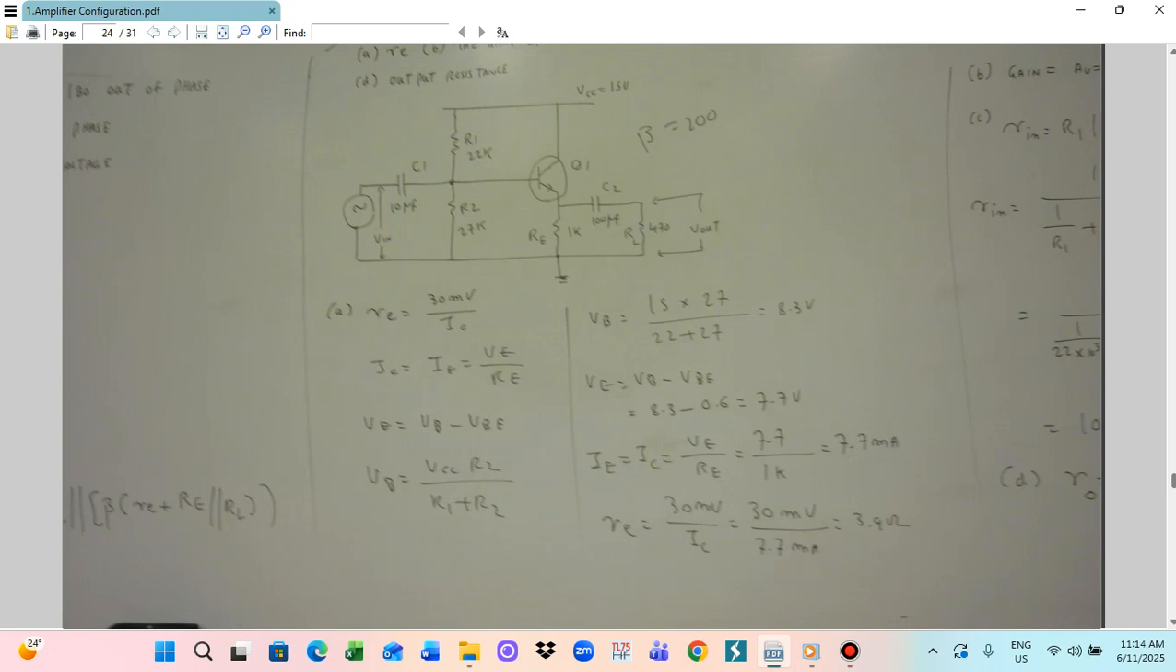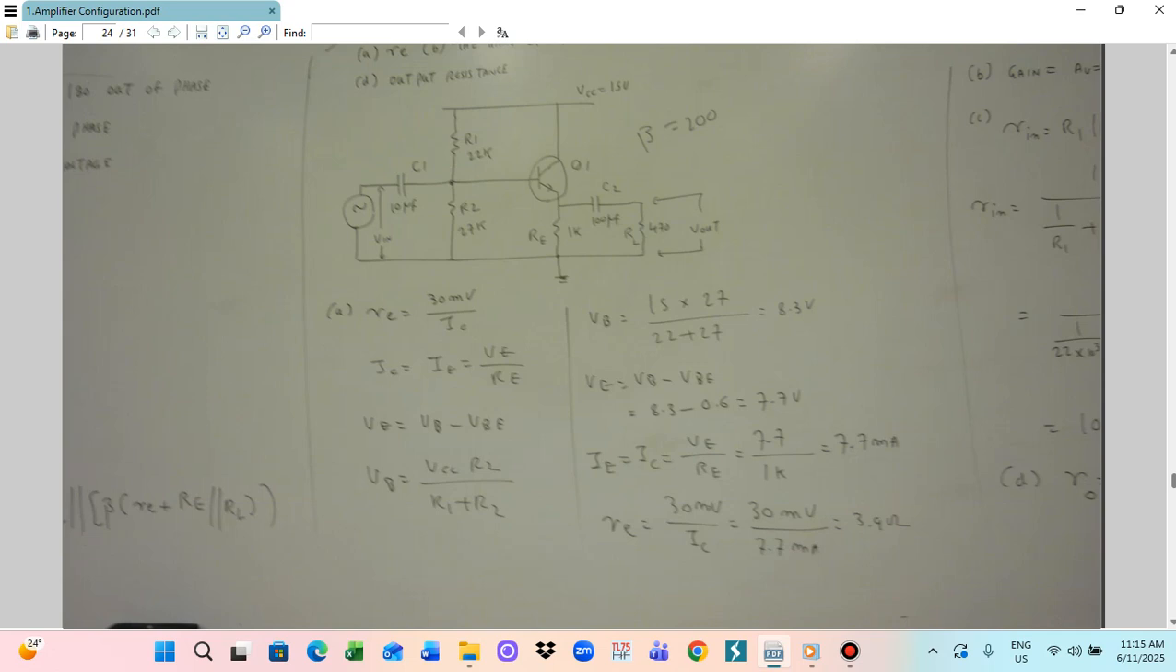In this case, we want to calculate RE, so you need to know the IC. To calculate the IC, IE is VE by RE, so you need to calculate the VE. VE is VB minus VBE, so that has to be calculated. How do we calculate the VB? We also need to calculate VB. The VB formula is VCC times R2 divided by R1 plus R2. So this is the formula.